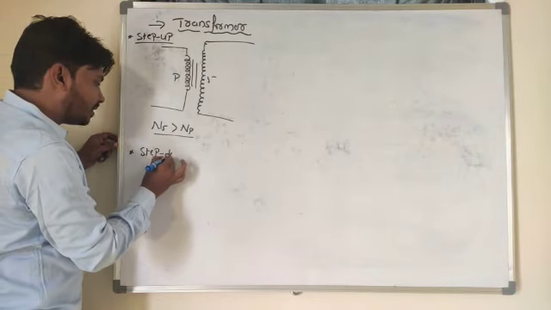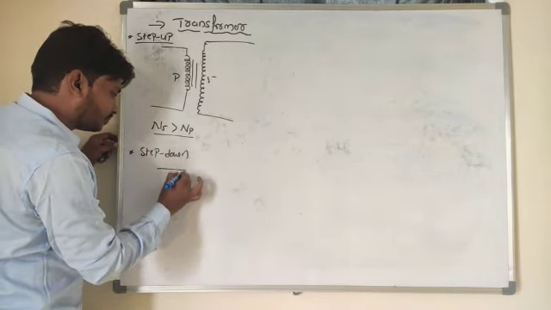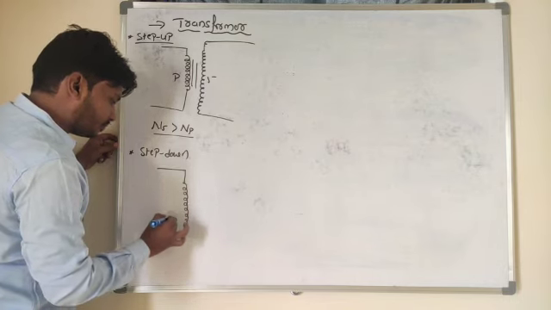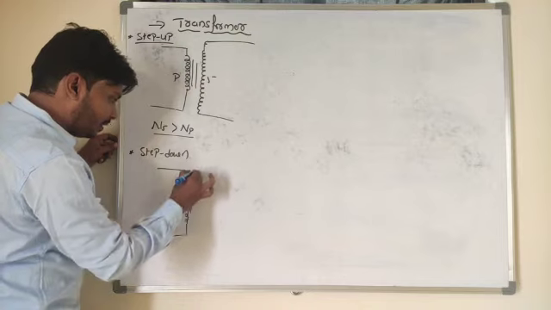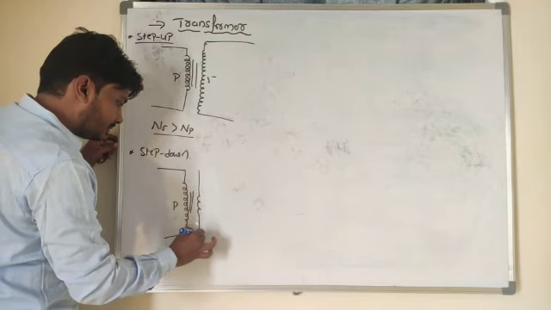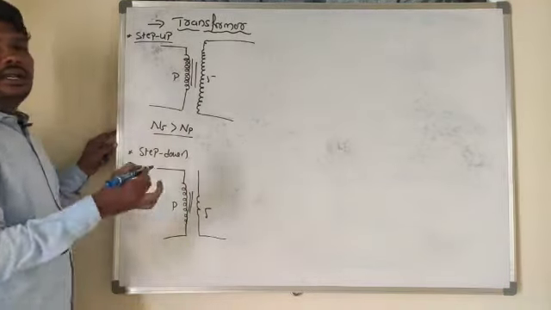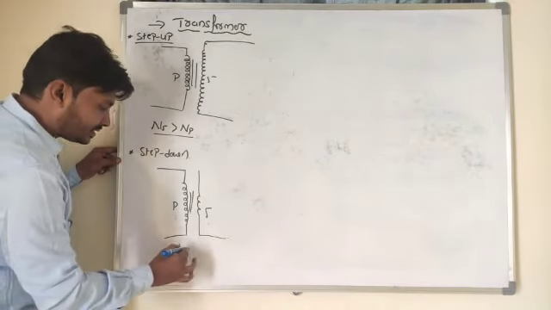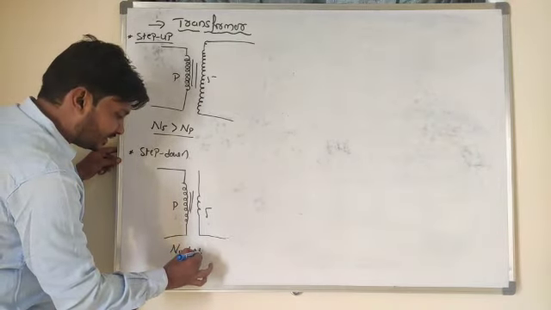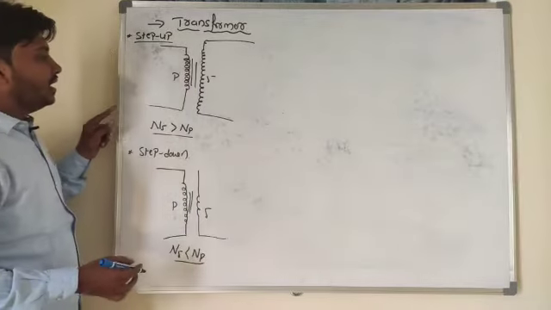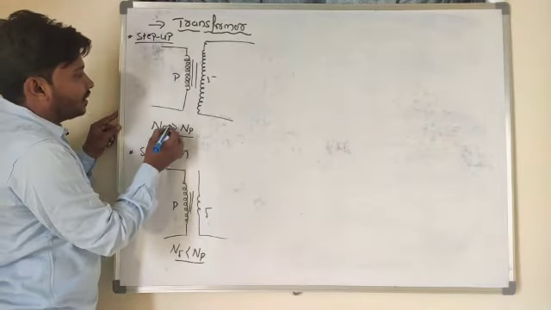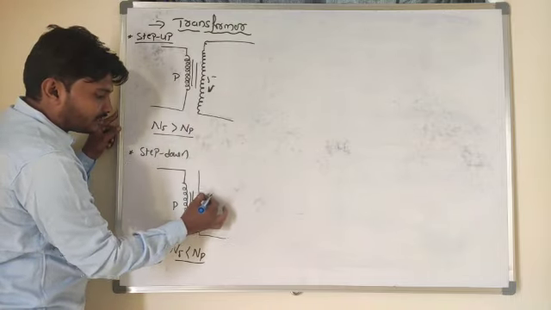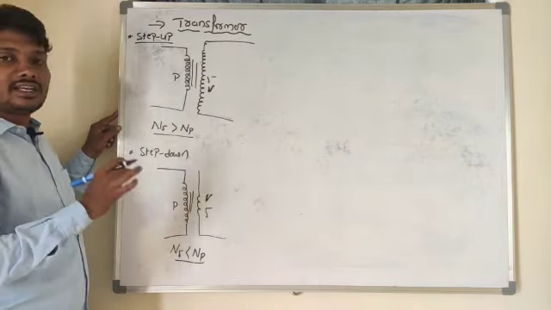And in case of a step down transformer, this is the primary coil and one more is the secondary coil. In case of a step down transformer, the number of turns in the secondary coil is less than that of the primary coil. In a step up transformer, the number of turns in the secondary coil is large, and in case of a step down transformer, the number of turns in the secondary coil is less.